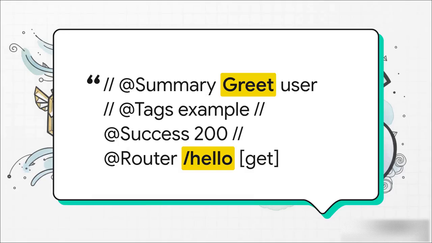And again, here's a real-world example for a super simple hello endpoint. You can see the summary, greet user. You see the tag for grouping it, the success response, and that router definition which says plain as day, this is a GET request to /hello. And all of this gets translated automatically into your documentation.